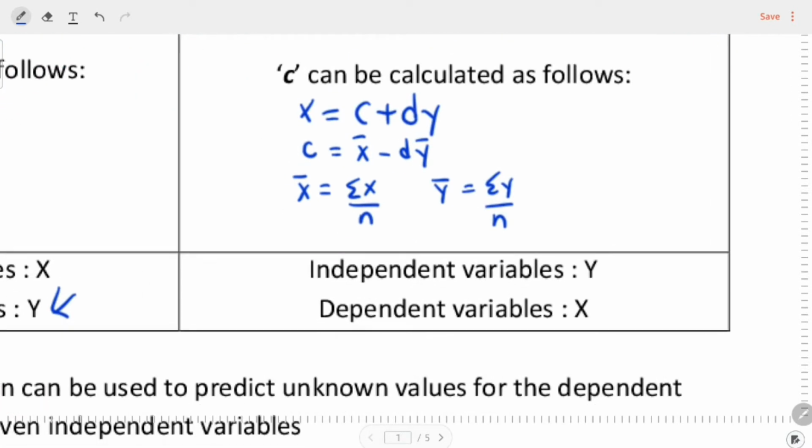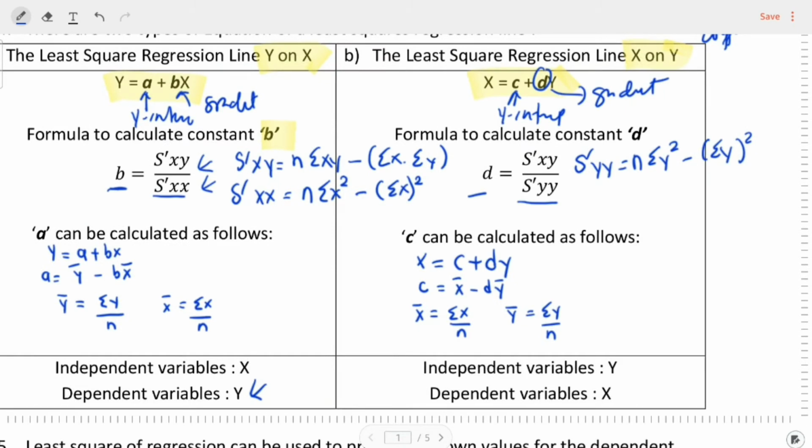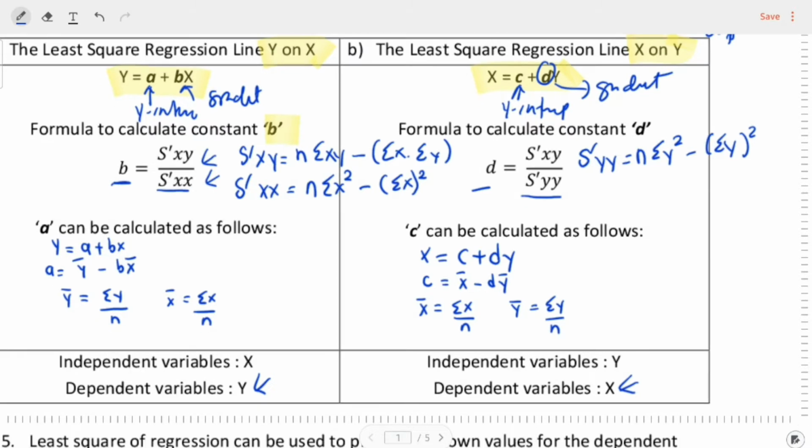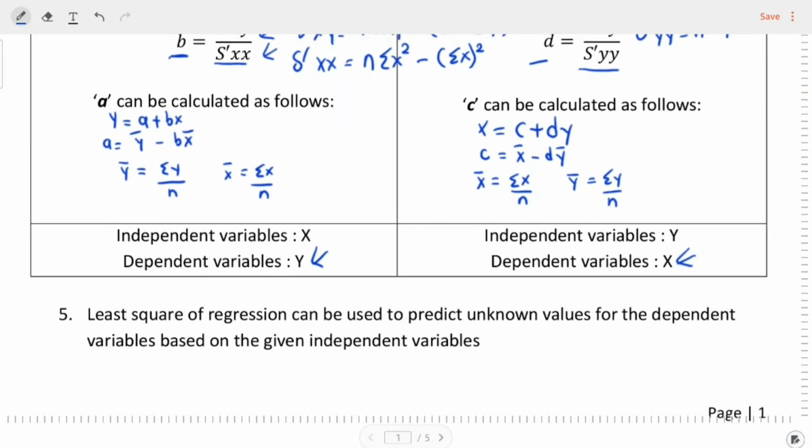When you use this regression line x on y, that means you have set y as the control variable. You already set all the values of the y variable that you're going to study, and we name the values of x the dependent variable because they depend on the values of y. This least square regression can be used to predict unknown values for the dependent variable based on the given independent variable.